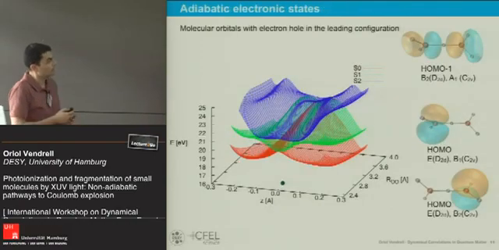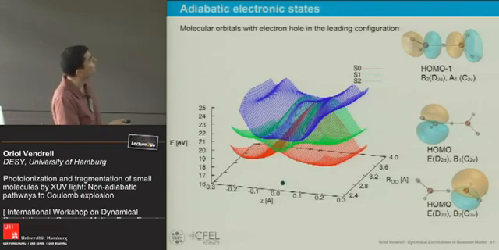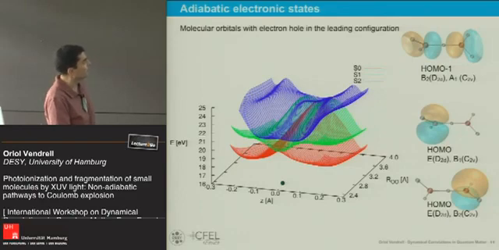Okay, so these are basically the orbitals that contain the electron hole in the leading configuration for the electronic states, and these orbitals have been computed for a geometry of the system that corresponds to the ground state. So this would be the proton in the middle of the two water molecules, and the oxygen-oxygen distance about 2.5 angstrom.